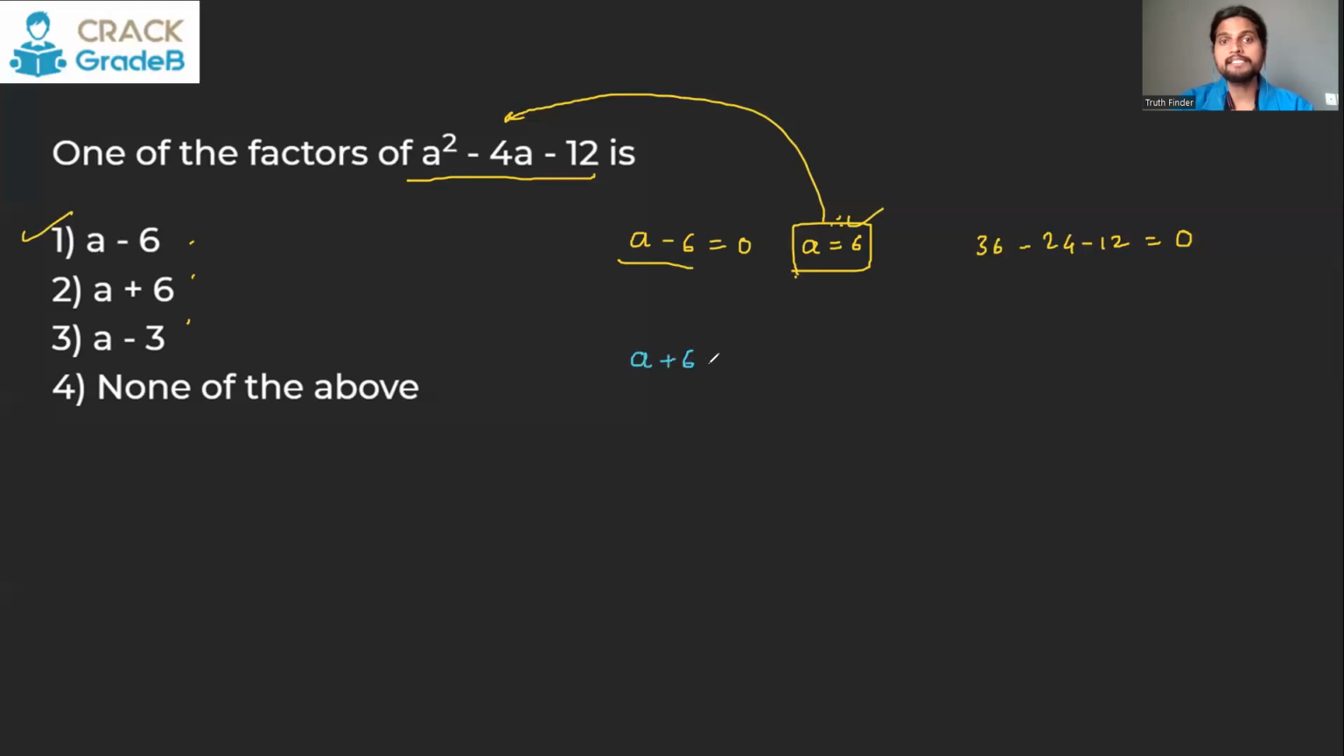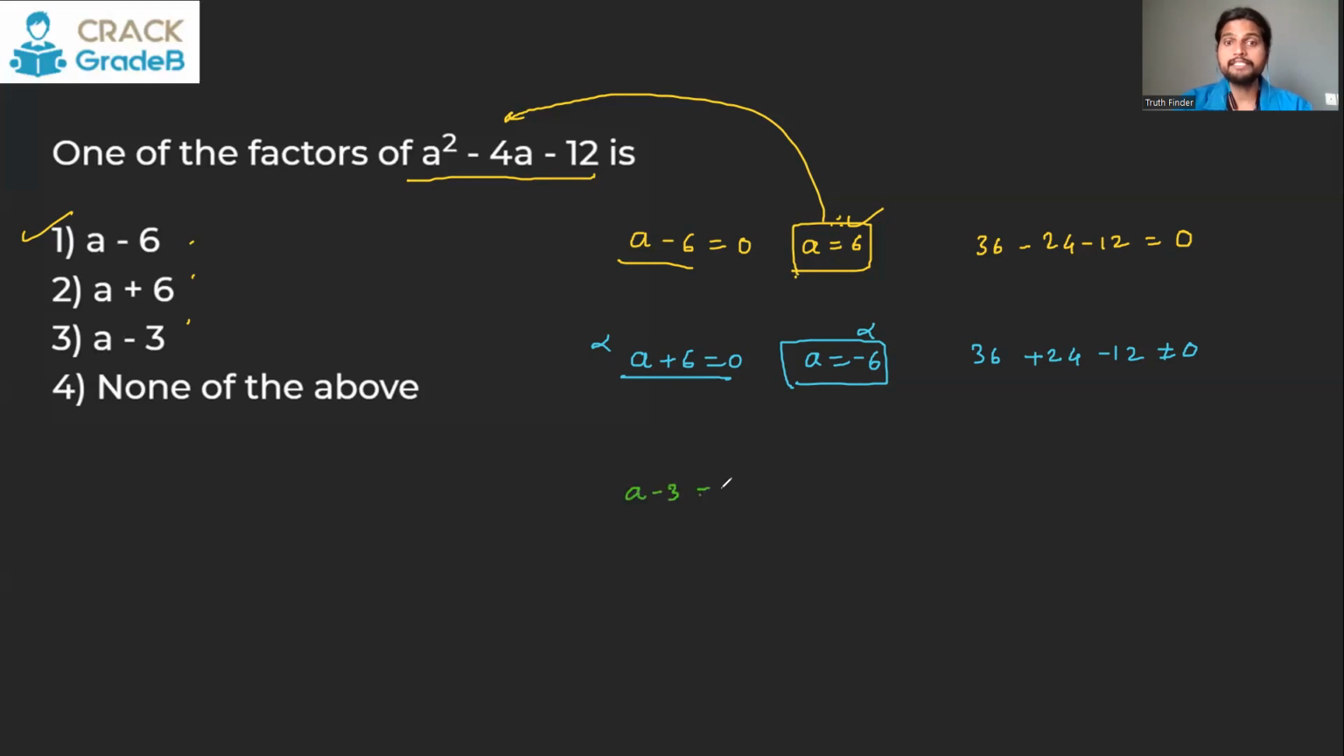If you put a plus 6 is equal to 0, that gets us a is equal to minus 6. So by putting a is equal to minus 6, we get minus 6 square, that is 36, minus 4 into minus 6, that is plus 24, and minus 12. Is this 0? No, that is not equal to 0. So this is not the root, and hence this is not the factor. Lastly, we need to check the third one. Of course, if the first one is the answer, we don't need to, but just as practice, we are doing this.